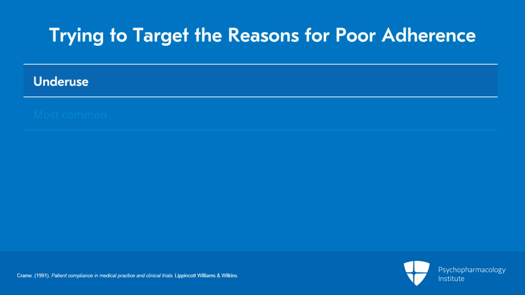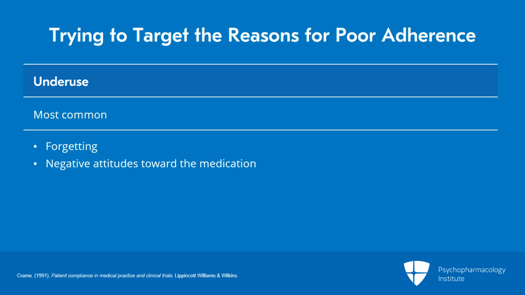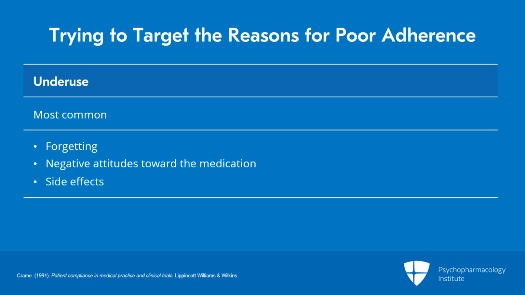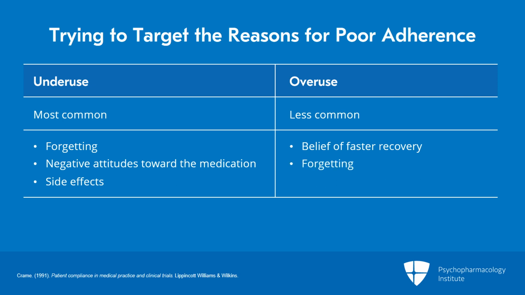Underuse tends to be the most common, and reasons can include forgetting, negative attitudes toward treatment or medication, side effects or fear of side effects. Overuse is less common, but definitely can occur. Increased dose in the mistaken belief that if I take more, my recovery will be faster. Or forgetting, if a person took a morning dose of medication, for example, and just forgot that they took it, they could potentially take it again.